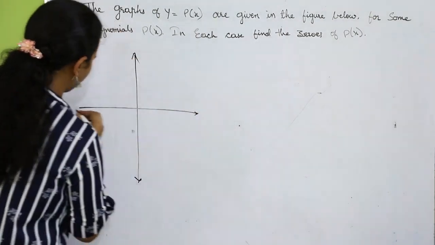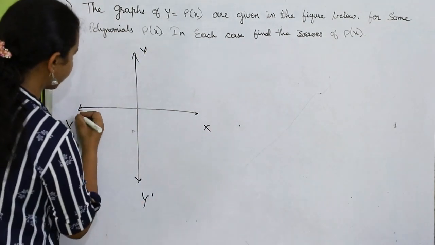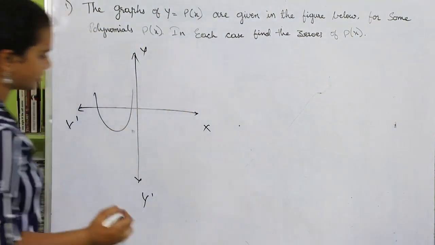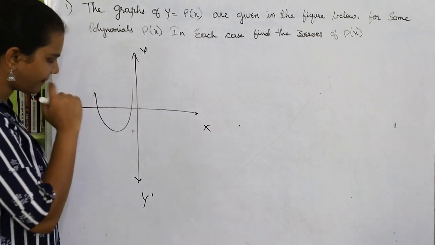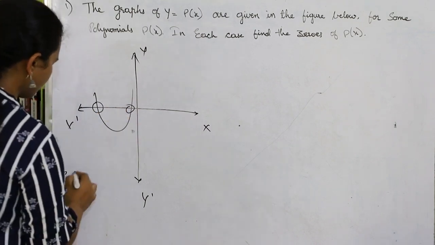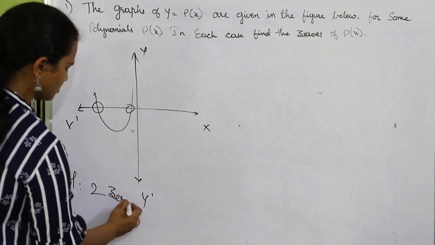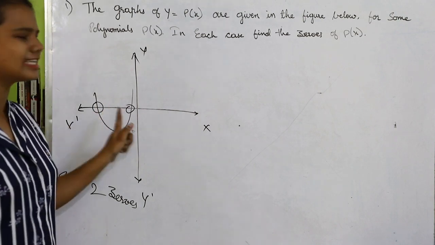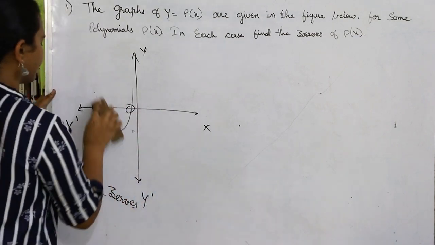Again our graph, y dash, x dash. And what's the given figure at present? The figure is this. So here, how many points are there? 2 points. Intersecting points are 2. Solution: the given graph has 2 zeros of the polynomial because it's intersecting the x-axis at only 2 points. So the given graph has 2 zeros.